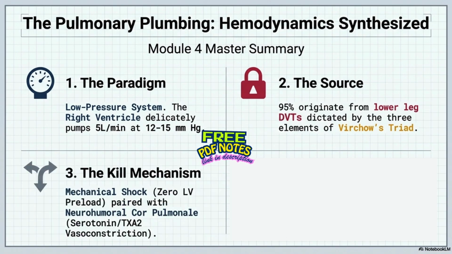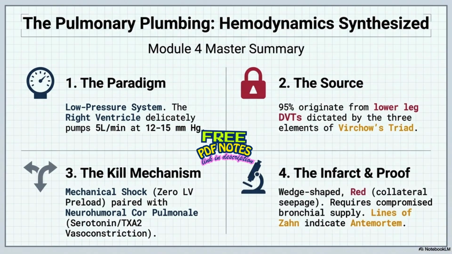Number 3. The kill mechanism. It is a combination of mechanical shock due to zero LV preload paired with neurohumoral cor pulmonale caused by serotonin and thromboxane A2 vasoconstriction. Number 4. The infarct and proof. The infarct is wedge-shaped and red due to collateral seepage, and it requires a compromised bronchial supply to form. And remember, the presence of lines of Zahn indicates it was antemortem.